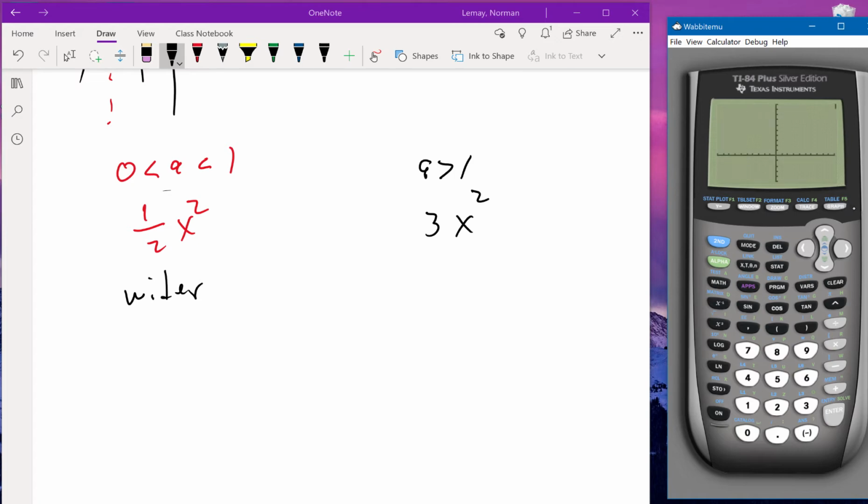And now let's take a look at the graph. So notice it made it narrower. Can we agree? Narrower? Okay. So there you go. Notice that the vertex is still at the origin, 0, 0, and notice that the line of symmetry is still the line x equals 0.